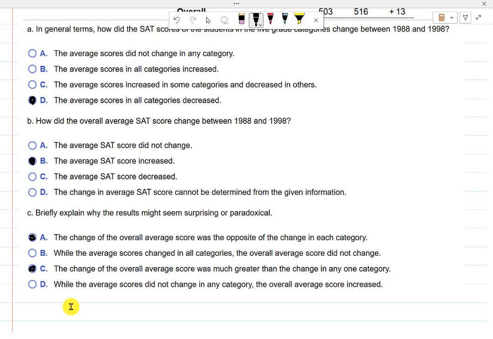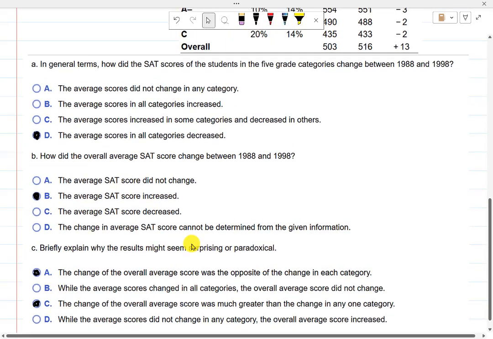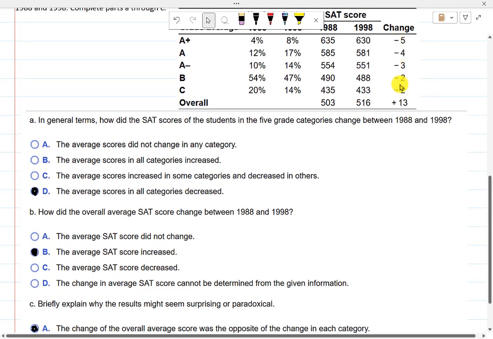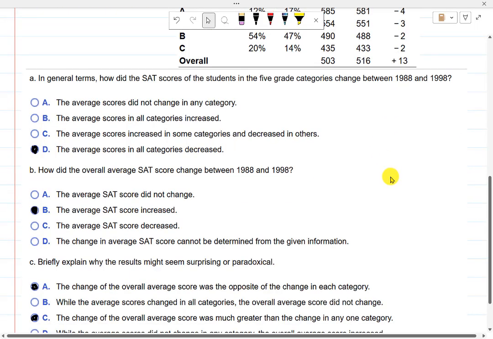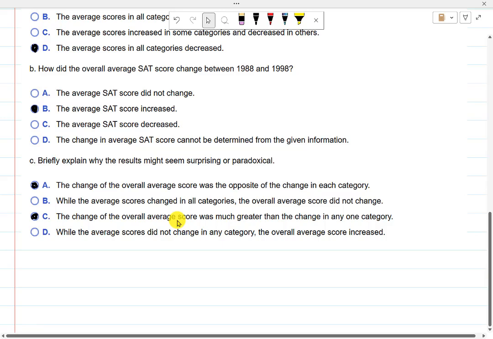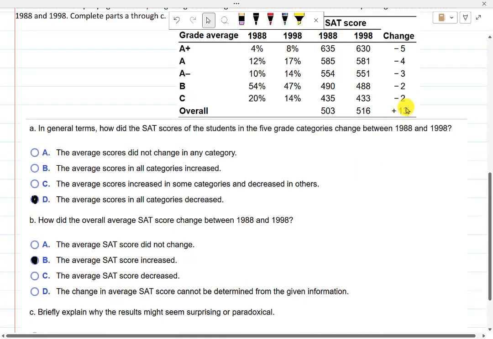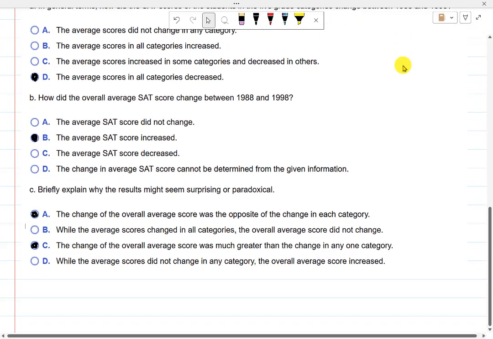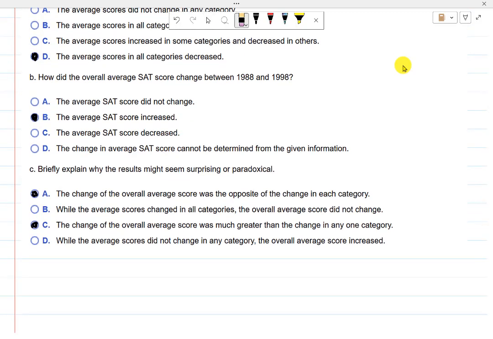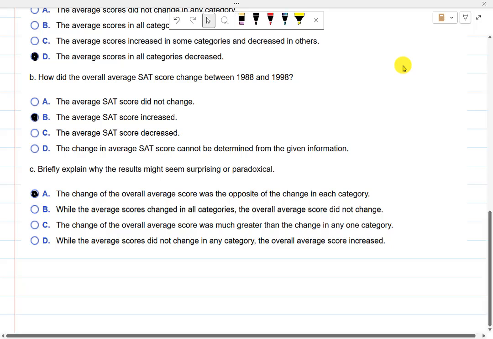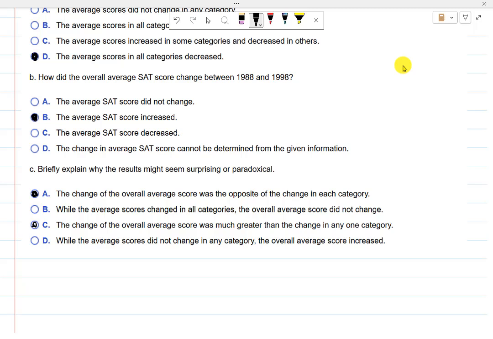Let's take a look here. The change of the overall average score was the opposite of the change in each category. Certainly, the change was decreasing in all of these categories, but it was increasing here. The change of the overall average score was much greater than the change in any one category. Well, I don't know. It sounds to me 13 is a lot more than 5 or 4. But I'm going to have to go with A. If I had to choose one choice, I would choose A. But if I were allowed a second choice, I would choose C. So let's kind of do it this way. I'm going to do just a little bitty circle there.